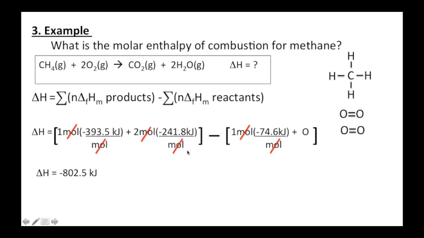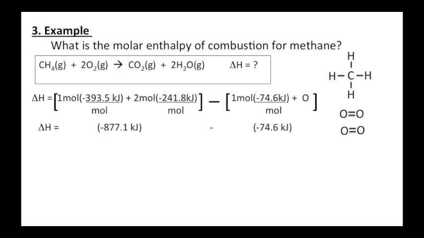And when I do all of the math, I do this bracket, subtract this bracket, I get negative 802.5 kilojoules. It asked for molar, and molar for methane, there's already one there, so it's the same answer. Negative 802.5 kilojoules per mole. Great.